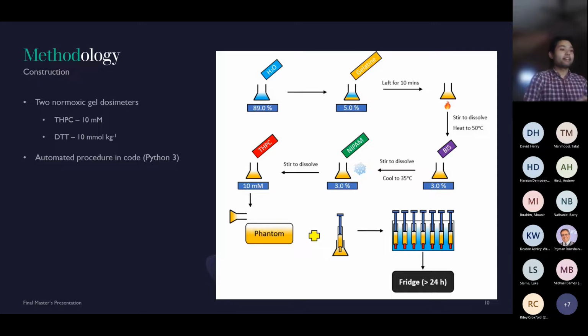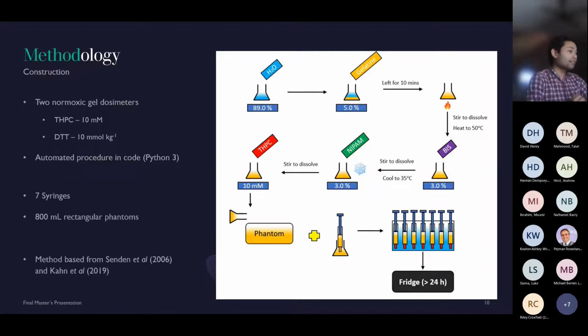And then what I did is that I poured it into phantoms and then calibration syringes before putting it in the fridge for more than 24 hours. So I made 7 calibration syringes and I used an 800 ml rectangular phantom. This method was actually based on Senden et al. and Khan. Senden did the NIPAM THPC recipe, but Khan did the DDT, but instead of the NIPAM monomer which I'm using, he used methacrylic acid.